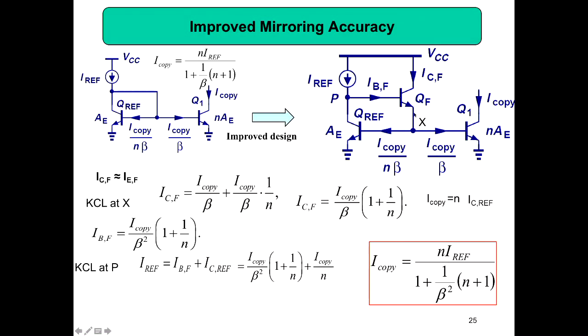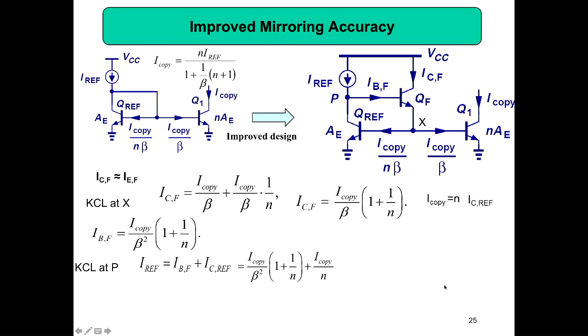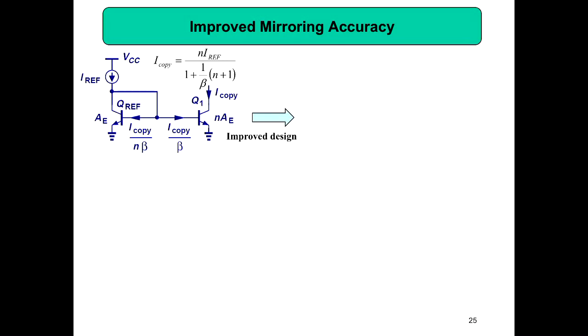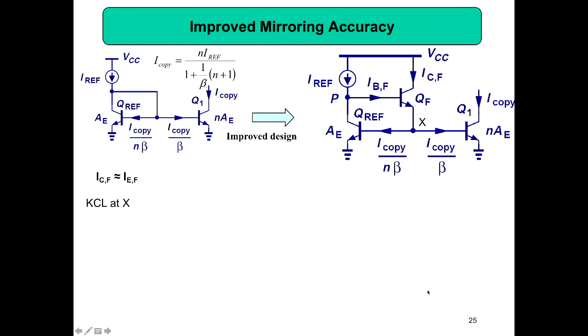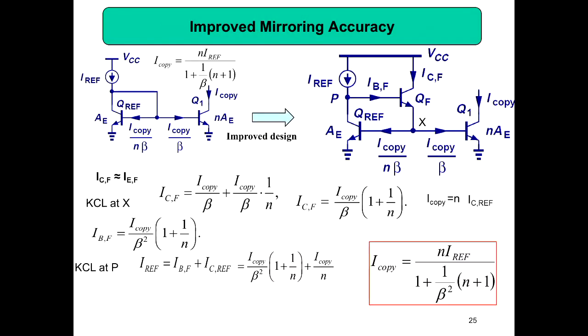And then you can also connect this to so many transistors, because this current is now much bigger, not just tapping a little bit. This is a much bigger current. So you can connect to so many transistors, and the error is reduced by beta square. Even by looking at this equation, previously what you had was only beta, the same equation: n into I reference divided by 1 plus 1 by beta into n plus 1. Now what we have got is beta square when you added a transistor.